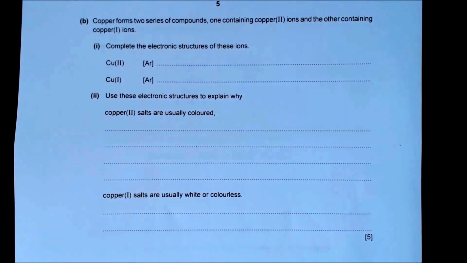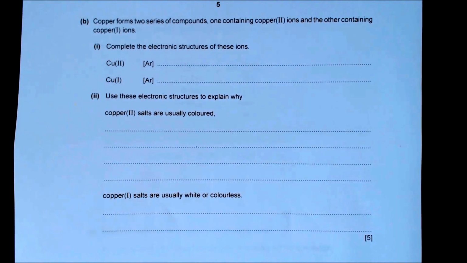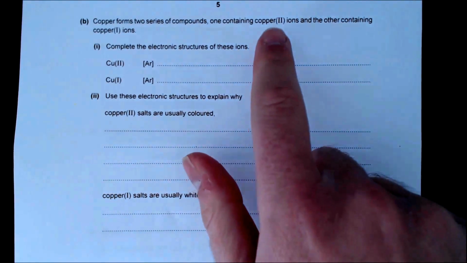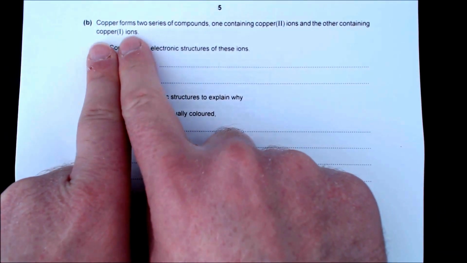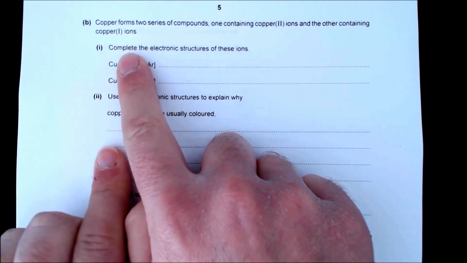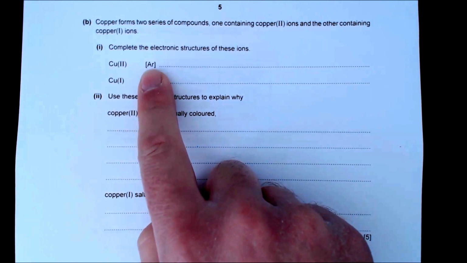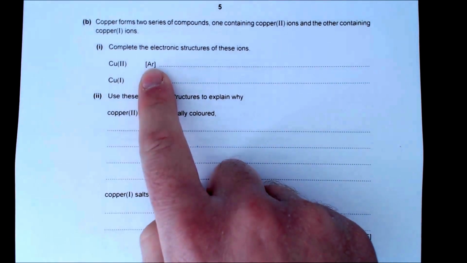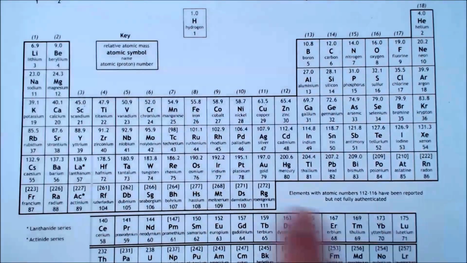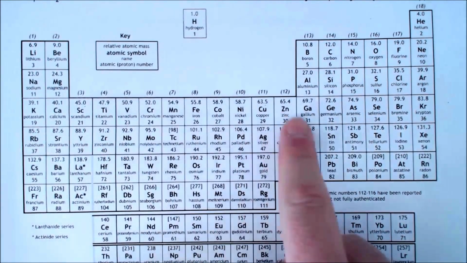Right, so it continues, and it says copper forms 2 series of compounds, one containing copper 2 ions and the other containing copper 1 ions. It says complete the electronic structures of these ions. So we've got copper 2. Right, so I'm just going to grab this periodic table. Copper is, there it is.